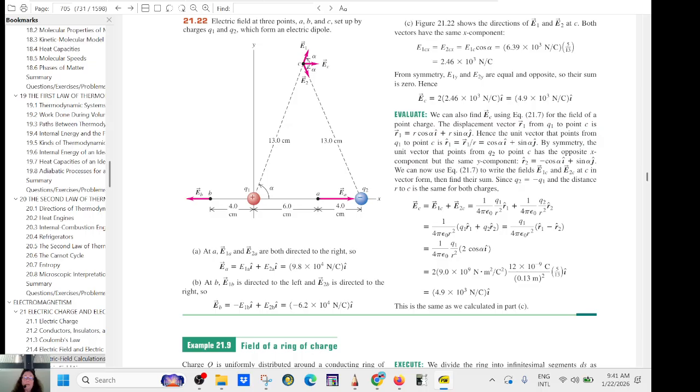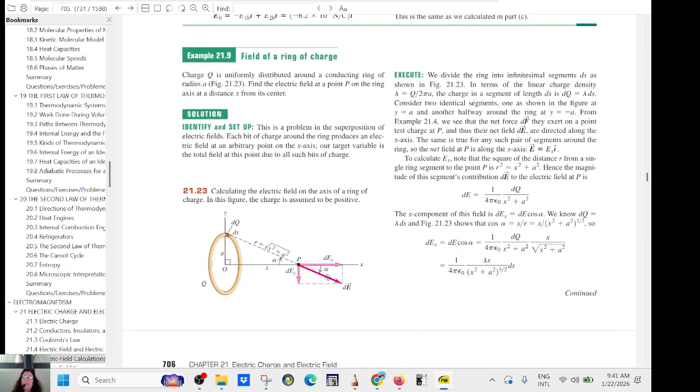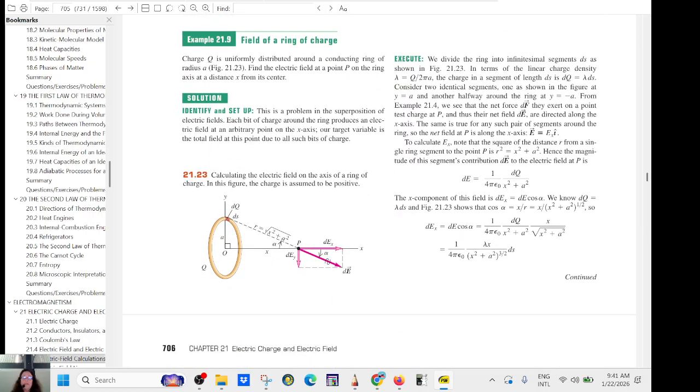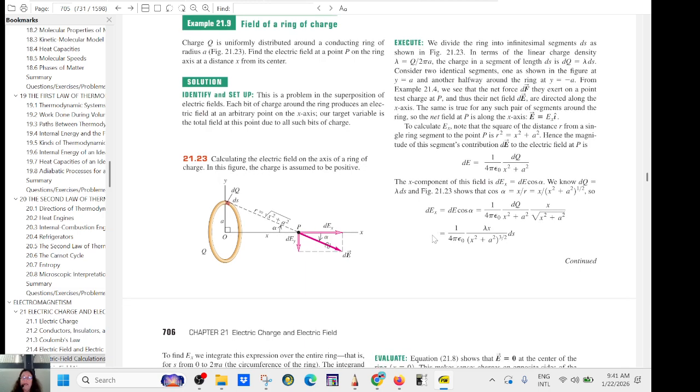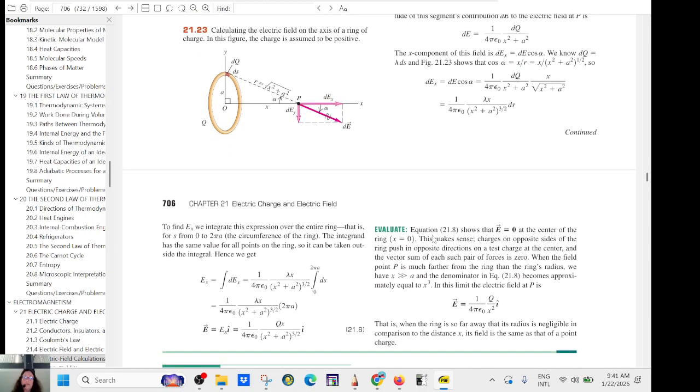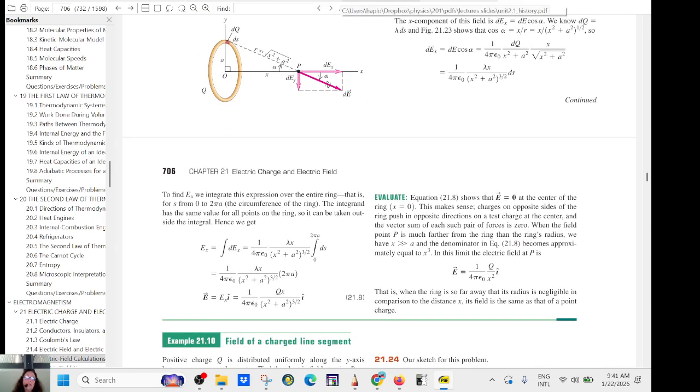Now, if you go down, they tell you how to do it with integration. In that case, you see the y components cancel out, so you're going to add all the x components. First you're going to find a dEx, and then you have to integrate.